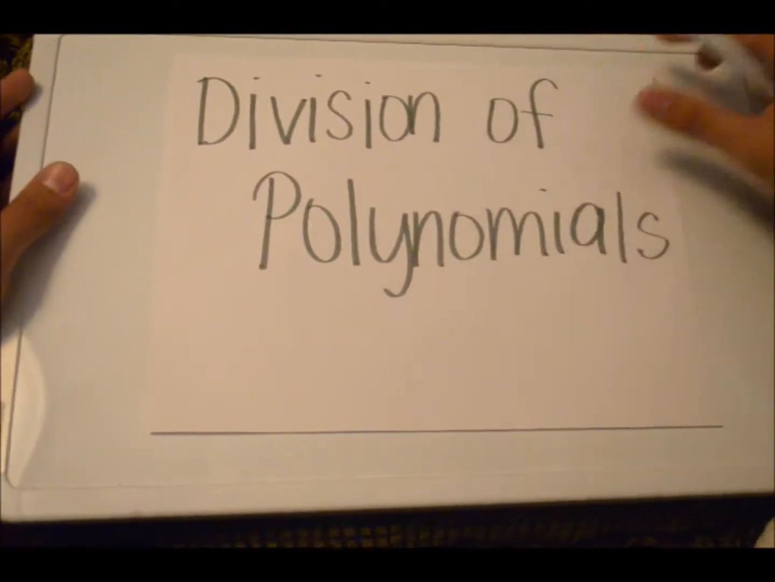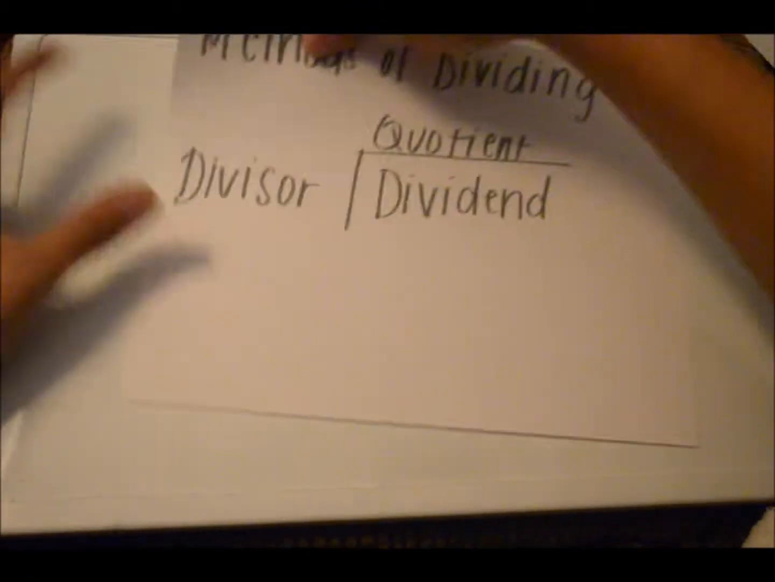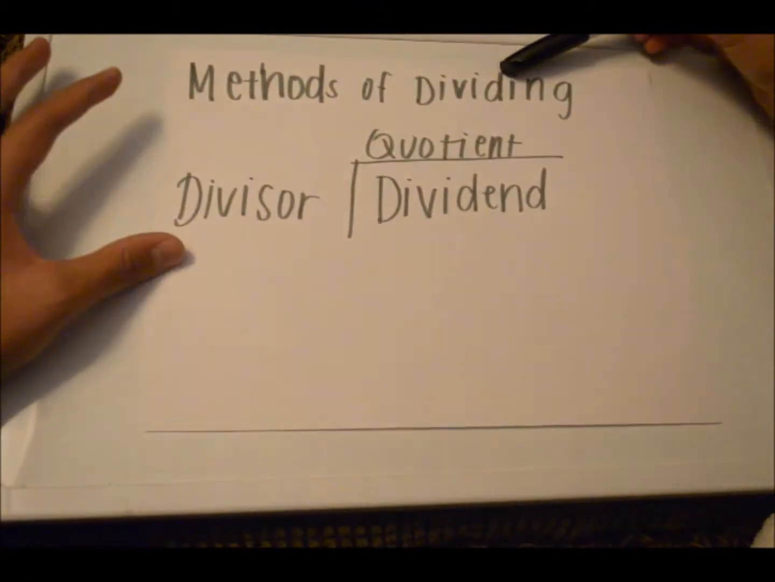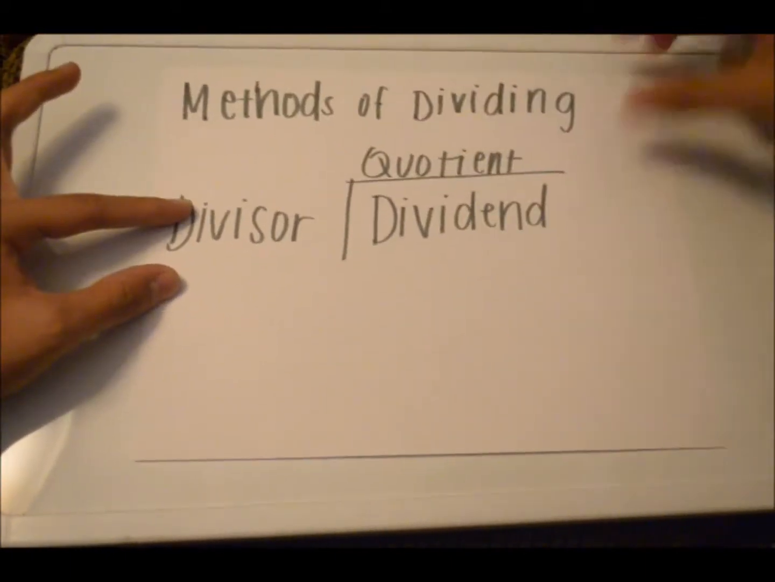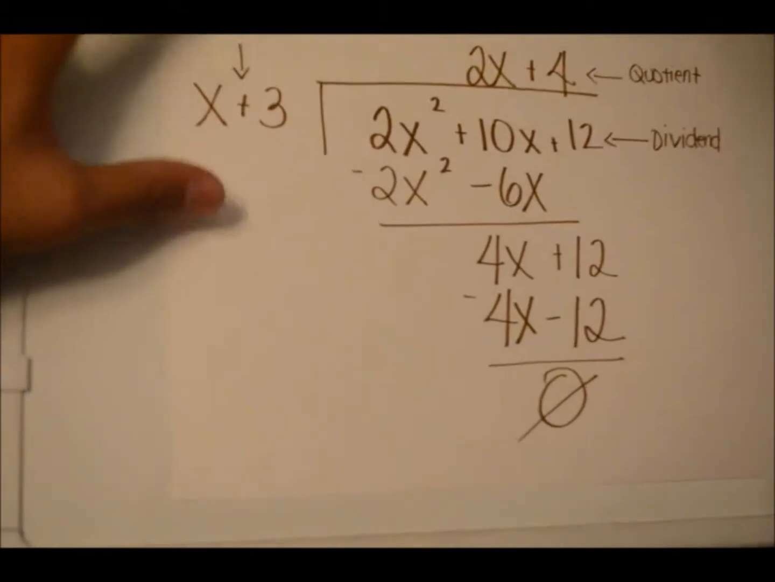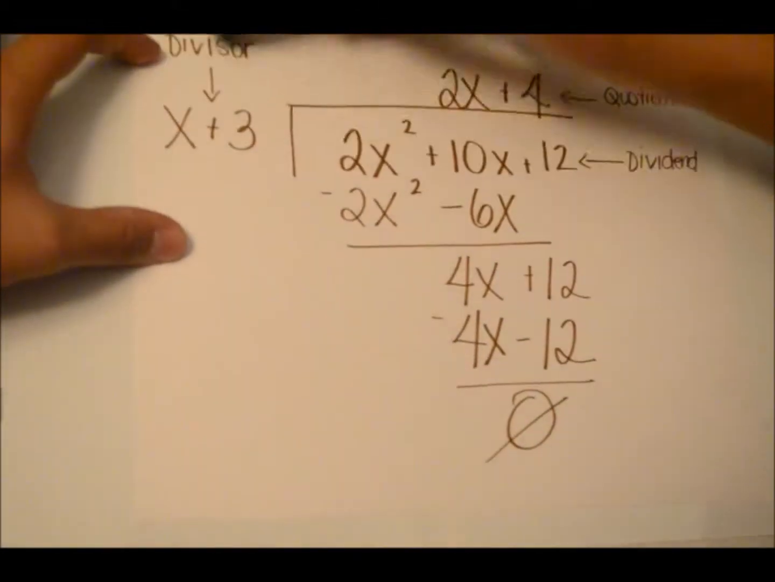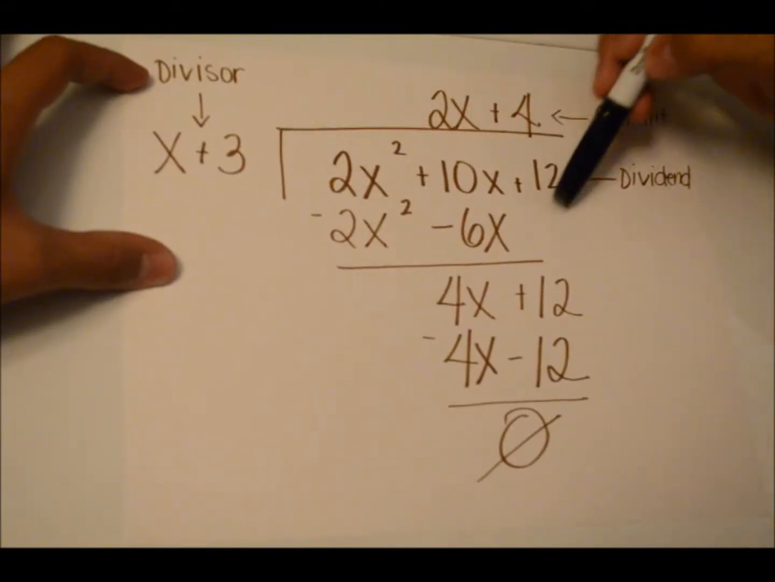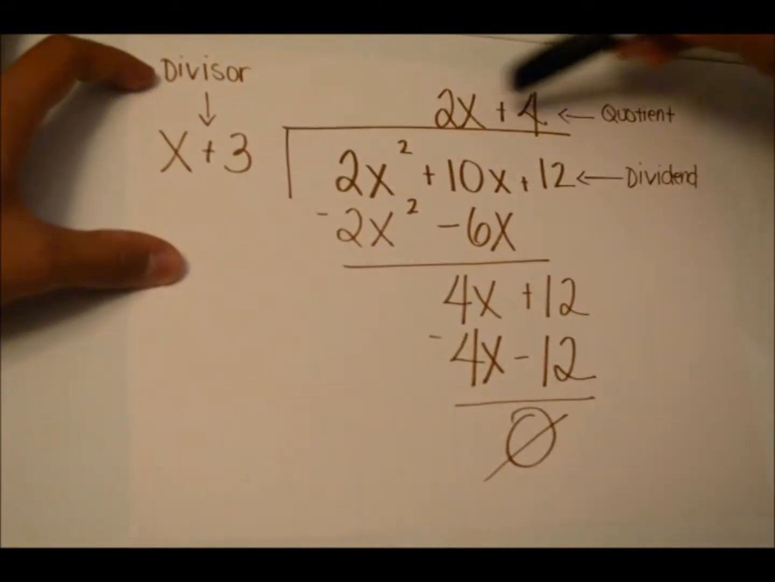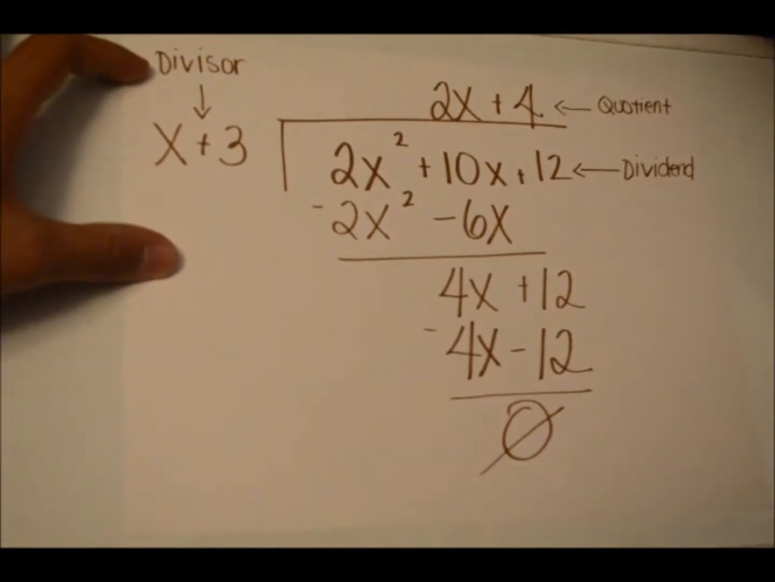The division of polynomials. There are three components in the methods of dividing: the divisor, the dividend, and the quotient. An example would be this problem in which x plus 3 is the divisor, 2x squared plus 10x plus 12 is the dividend, and the quotient is 2x plus 4.